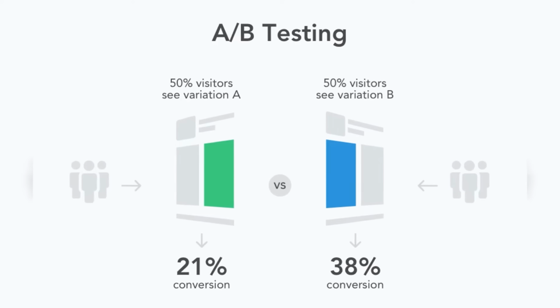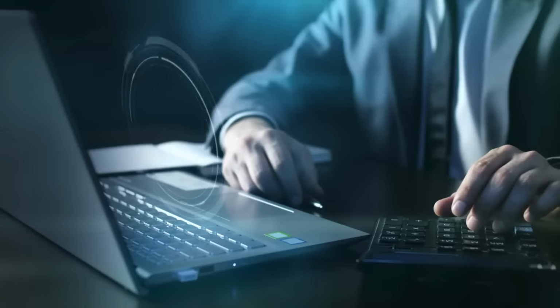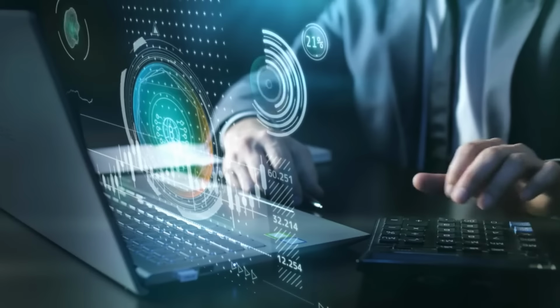Test different elements of your campaign, such as subject lines, content, or CTAs. Segment your audience and analyze the performance of each segment. Use A/B testing to compare different versions of your campaign and identify what works best. Track your metrics regularly and analyze your results. Here are some key metrics to track.